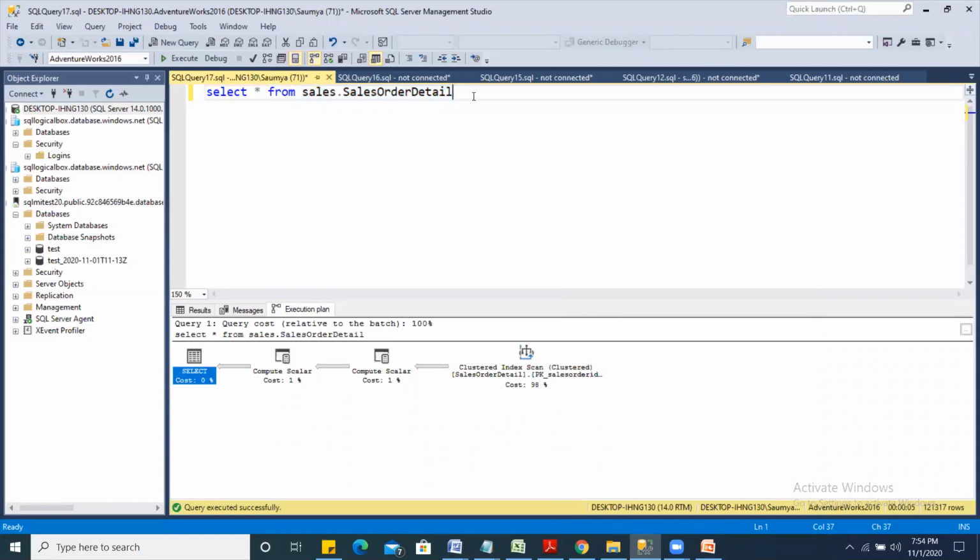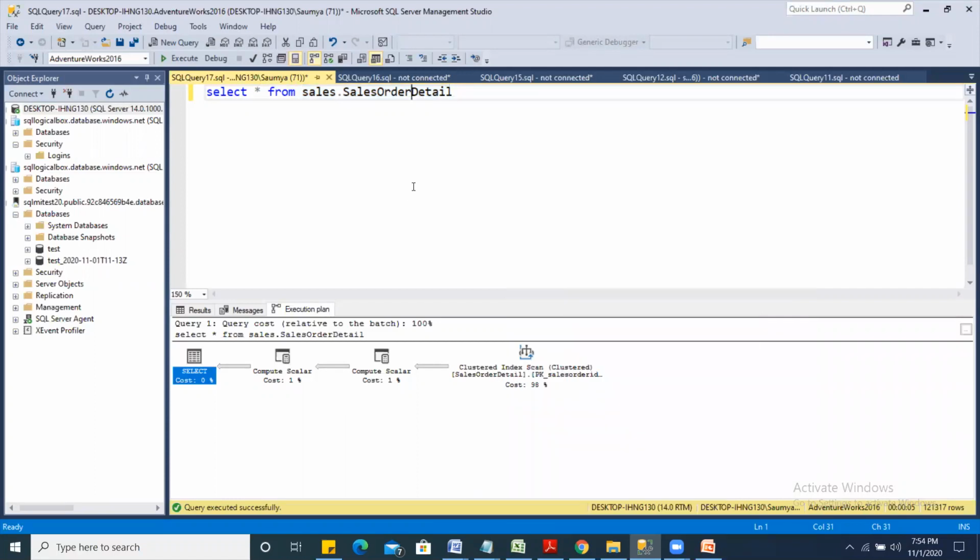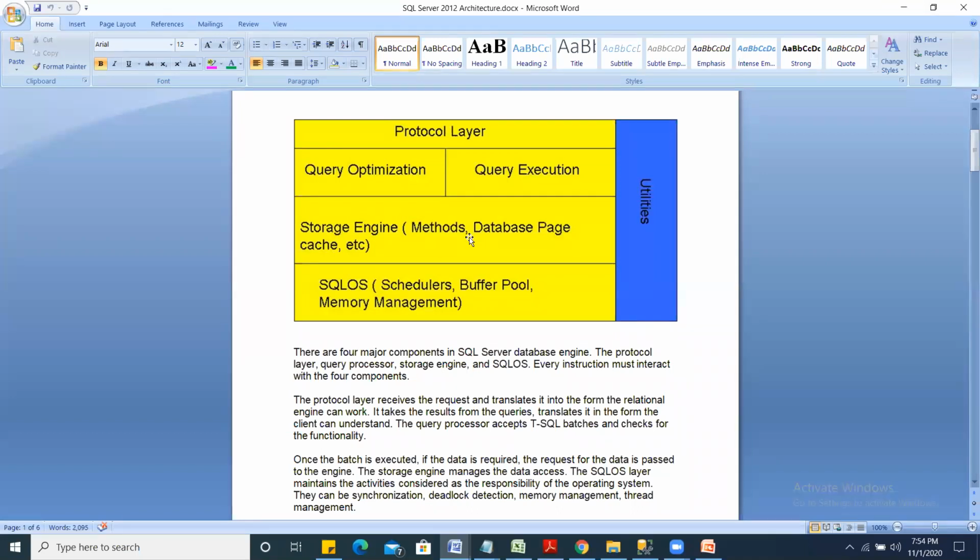Meanwhile, if I put some condition here, where sales order ID equals something, you will see that instead of clustered index scan, the clustered index seek operator is being used. So that defines the access method. So the first task of a storage engine is to provide an access method to the optimizer for retrieving the data from the table. The second is page allocation, right?